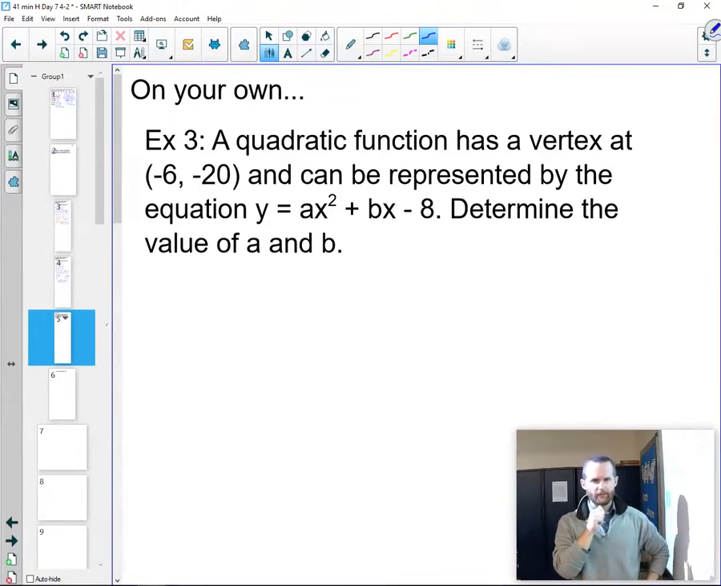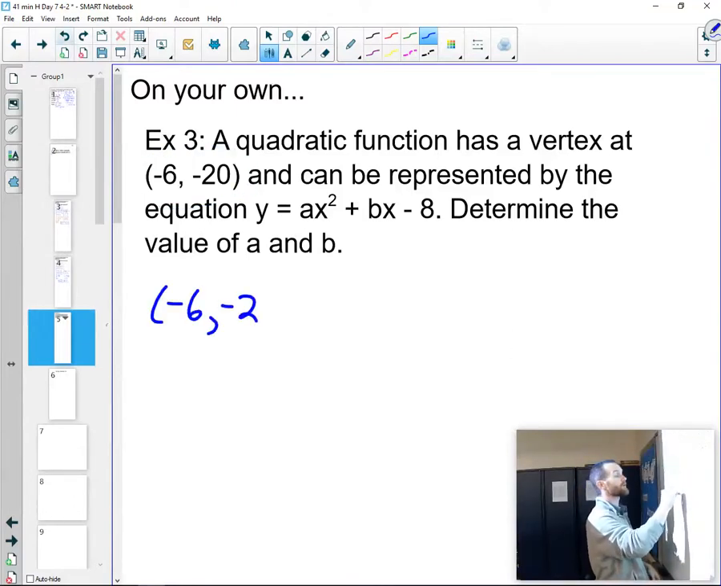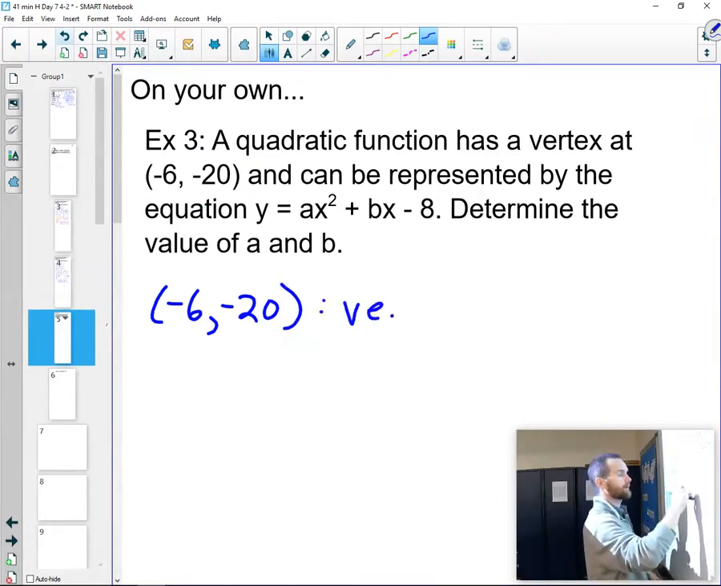So the quadratic function has a vertex at negative 6, negative 20, so that's obviously going to be really important. Let's copy that down here. So negative 6, 20, or excuse me, negative 20 is the vertex.